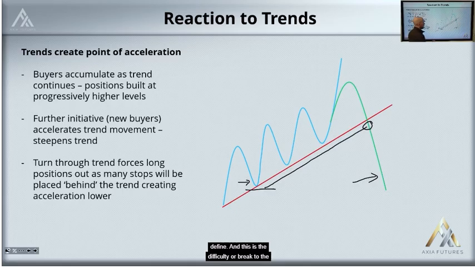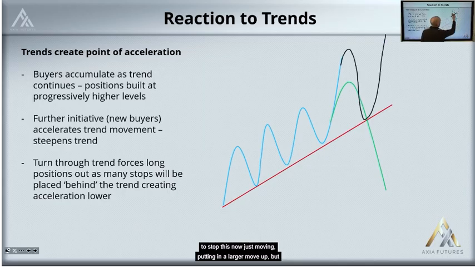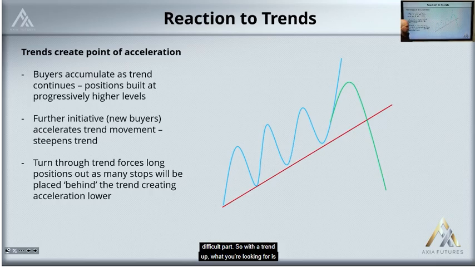And this is the difficulty of a break to the upside, because whilst the trend can be used as a support to build your positions higher, it's hard to define the point where we're going to accelerate higher, because there's nothing to stop this now just putting in a larger move up, but still yet coming back towards the trend. And that becomes the difficult part. So with a trend up, what you're looking for is the distinct change in the way the market trades as we move towards the upside. So the way that it moves here and here needs to be different in nature to the way that it moves here if you're going to get that acceleration and that drive towards the upside.